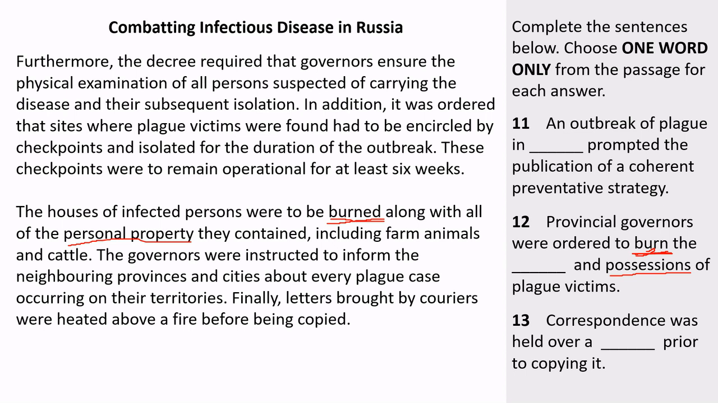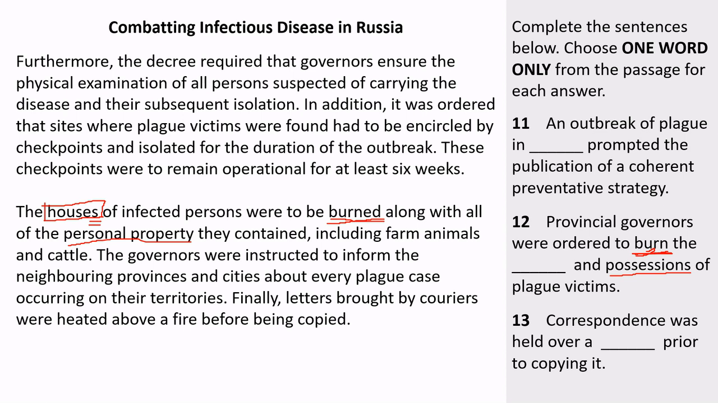The answer to our question is looking for what was burned. And so the answer is houses, because the houses of infected persons were to be burned. And it's very important that you use the word houses, plural, not just house, because they are very strict, very picky with these answers. You need to use exactly the right form. And so you need to make sure your answer is houses if you are doing this in a real IELTS test. Hopefully you were able to find those keywords.